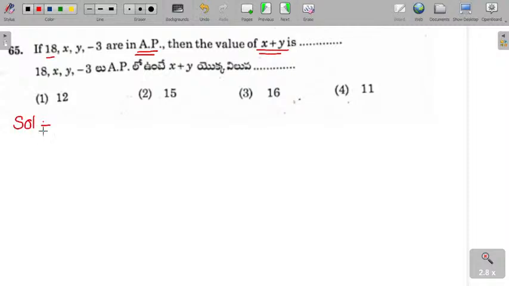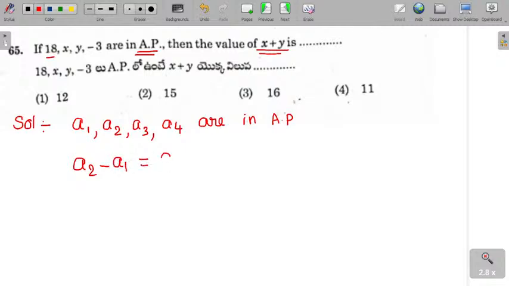So, for example, my dear students, you see A1, A2, A3, A4. If 4 terms are in arithmetic progression, we know that A2 minus A1 is the common difference, A3 minus A2 is also the common difference, A4 minus A3 is also the common difference. So we can write A2 minus A1 is equal to A4 minus A3. This is nothing but the common difference.